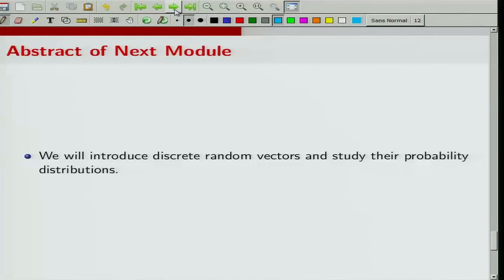Now, before I end this module, let me give a brief summary of the things I will be doing in the next module. So, in the next module, we will introduce discrete random vectors and study their probability distributions.